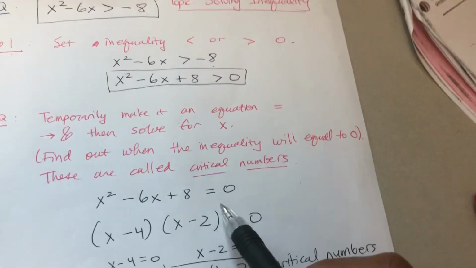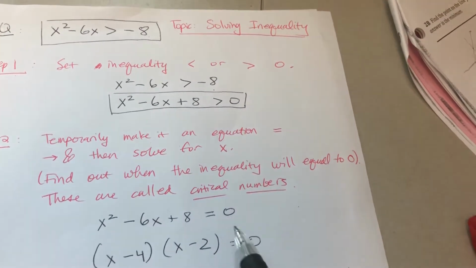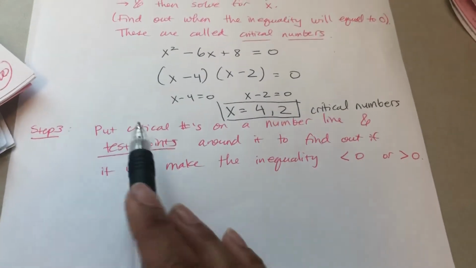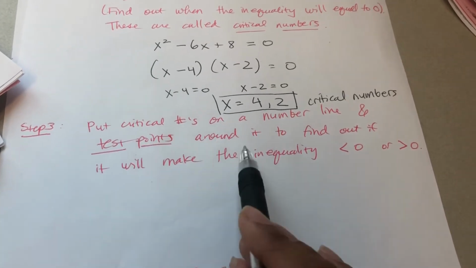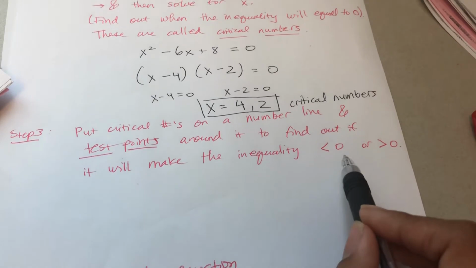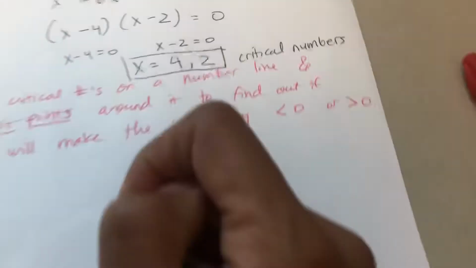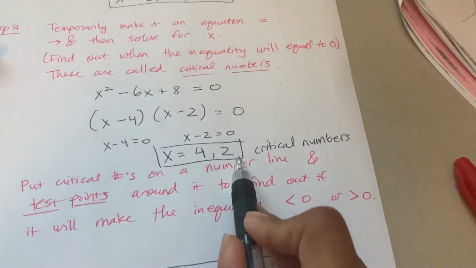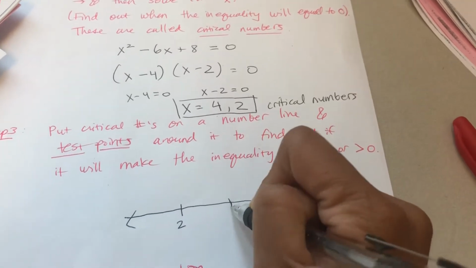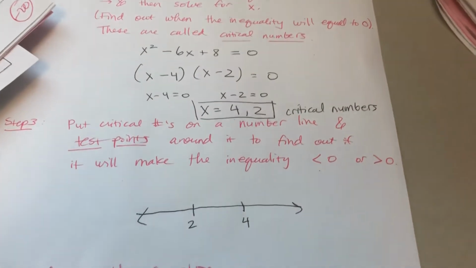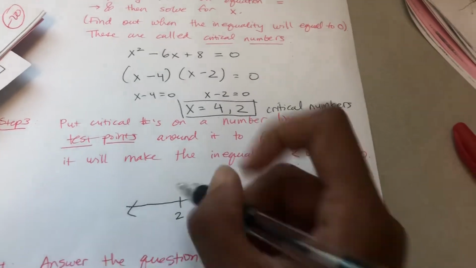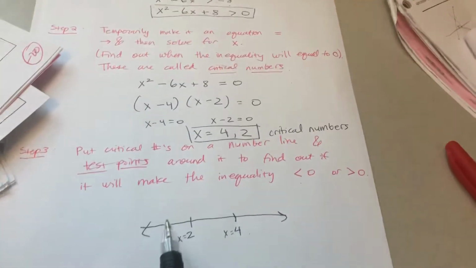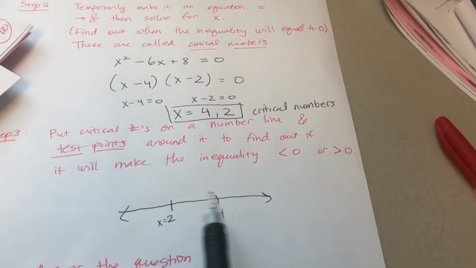However, I'm not interested in finding out when it equals 0. I want to know what numbers will make this greater than 0. So I'm going to do step 3: put critical numbers on a number line and test points around them to find out if it will make the inequality greater than 0 or less than 0. I'm going to draw a number line. My critical numbers are 4 and 2, so I'm going to put them in order, smaller to bigger. Here's 2 and here's 4. At x equals 2 and x equals 4, my inequality will equal 0. So everything around it will either be less than 0 or greater than 0.